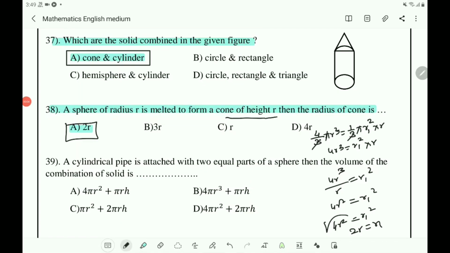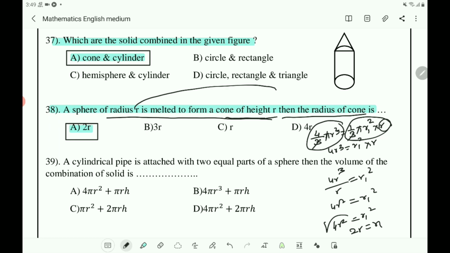Note down the answer, option A. A sphere of radius r is melted to form a cone of height r, then the radius of the cone. Here you take the formula for the volume of the sphere and the volume of the cone, and in place of h you write r only. That is, the radius of the sphere and the height of the cone are r, as you have taken. Then if you solve, you will get r1 equals r. Here we have considered r1 is the radius of the cone. Therefore option A is the answer.